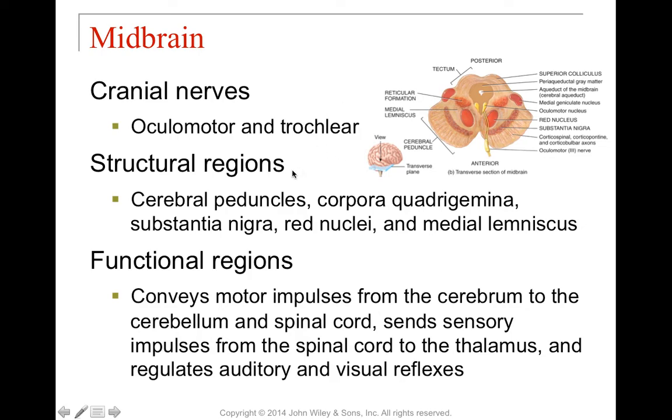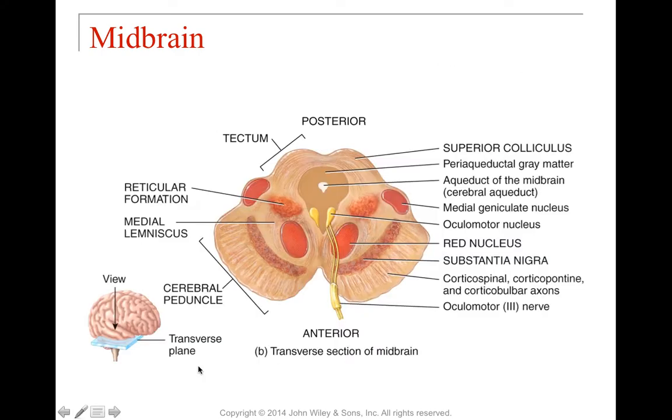The functional role of the midbrain is conveying motor impulses from the cerebrum to the cerebellum and back again, and also to the spinal cord, so communication between these regions. It also sends sensory impulses from the spinal cord to the thalamus. And the thalamus and the hypothalamus, as I mentioned previously, regulate different secretion of molecules that help regulate a lot of different things in the body. It's also going to help regulate the auditory and the visual reflexes.